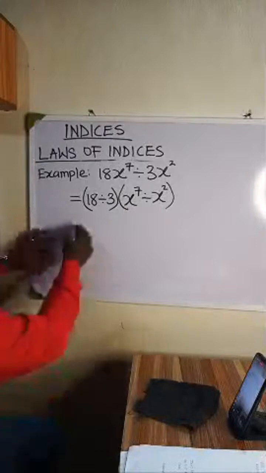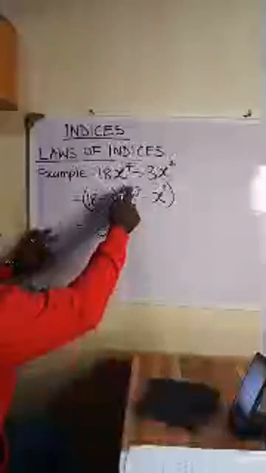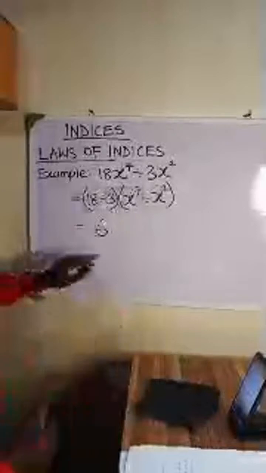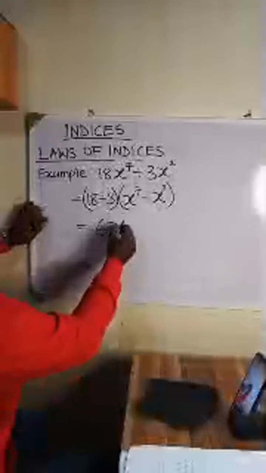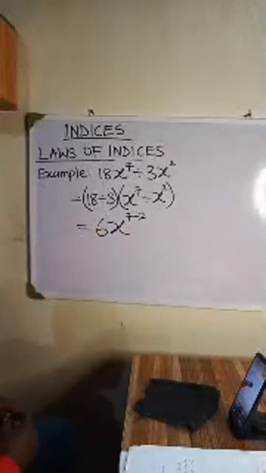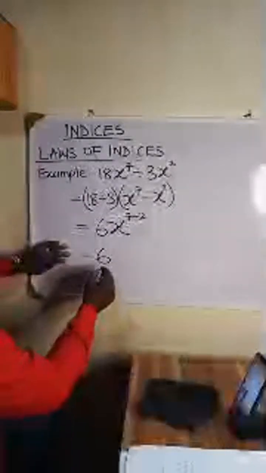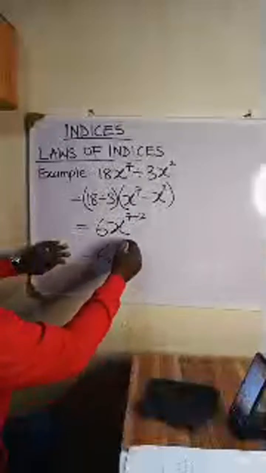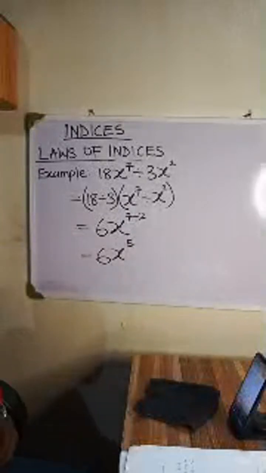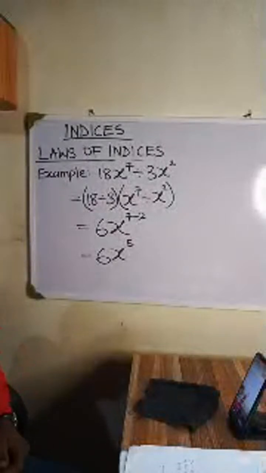Okay. So 18 divided by 3 gives us 6. And then we have x to the power of 7 divided by x to the power of 2. The bases are the same, therefore we subtract the second power from the first one. So this would be 6x to the power of 5. So that becomes the answer: 6x to the power of 5.